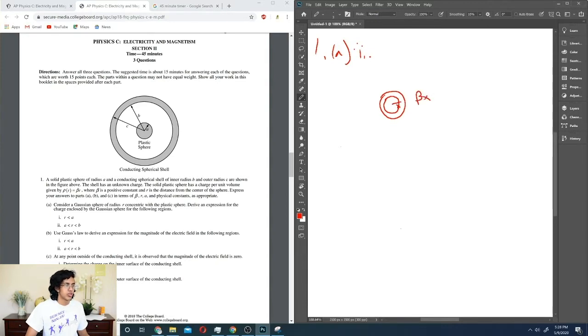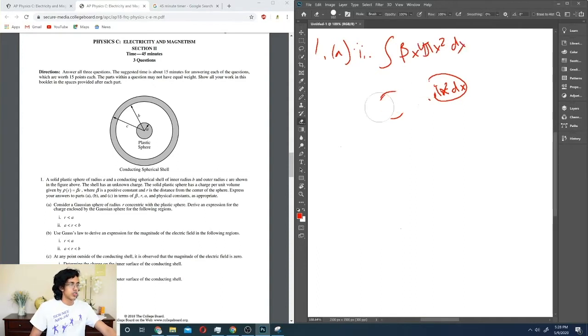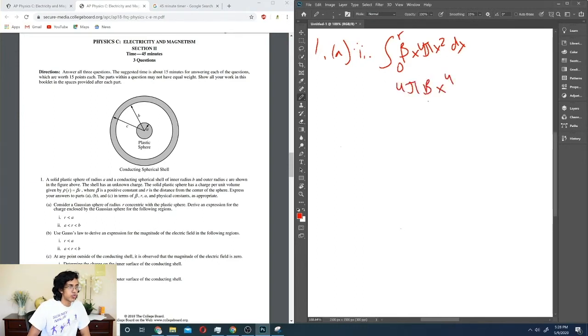So the charge of this shell is going to be beta x times 4 pi x squared dx, because this is the volume of the shell and this is the charge density. So we integrate beta x times 4 pi x squared dx, from 0 to r. This gives us 4 pi beta x to the 4th over 4, so the 4s cancel out. Then we plug in r and 0, and this gives us pi beta r to the 4.